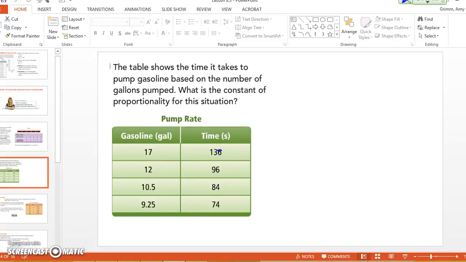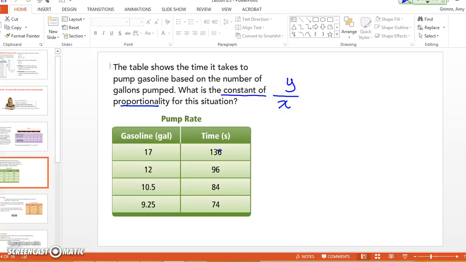All right, this one says the table shows the time it takes to pump gasoline based on the number of gallons pumped. What is the constant of proportionality? So again, this constant of proportionality is just looking for y over x, just like we did the other day. And it has to happen every single time. So what is the constant of proportionality on this one?